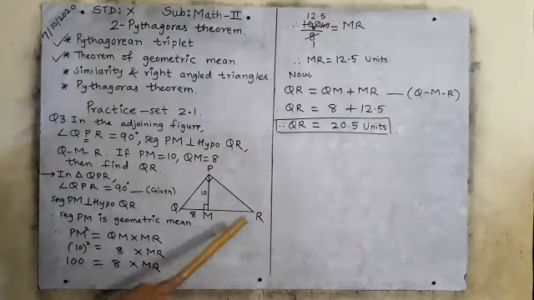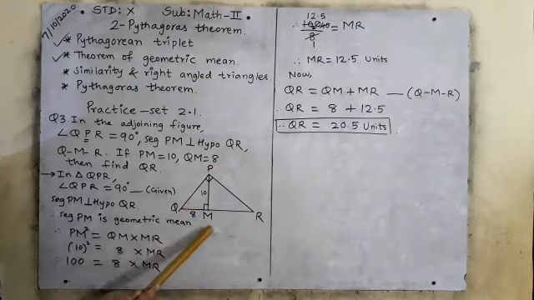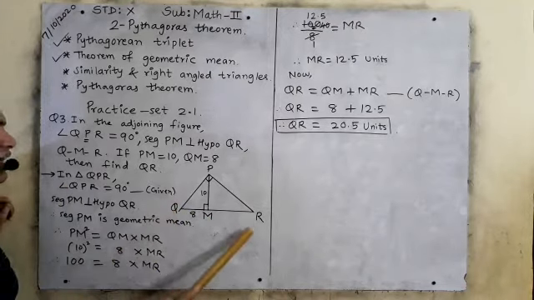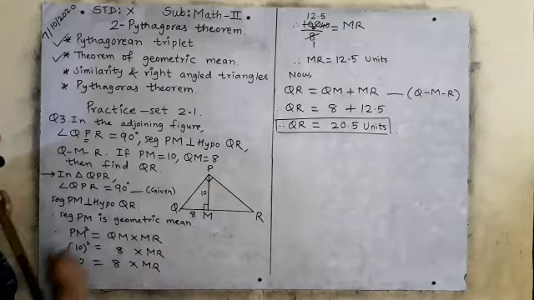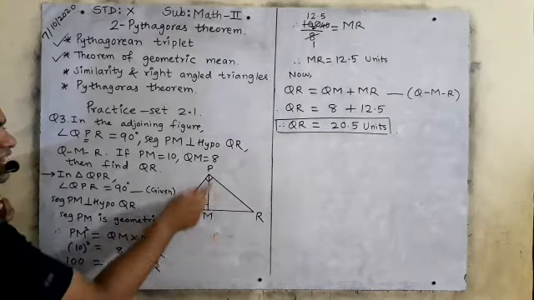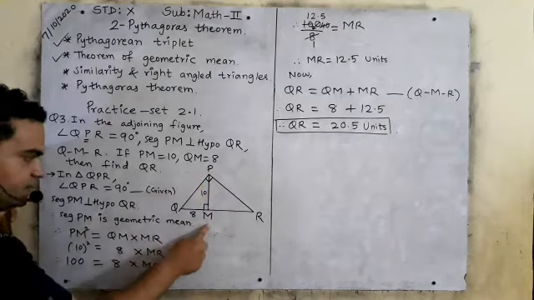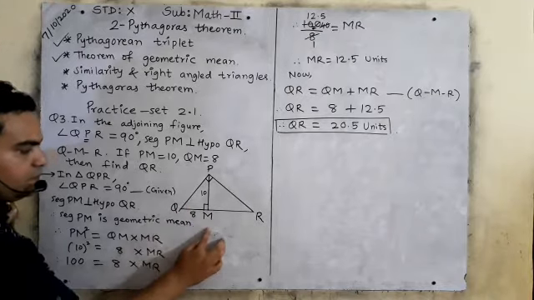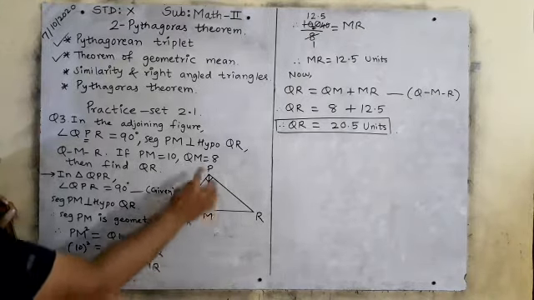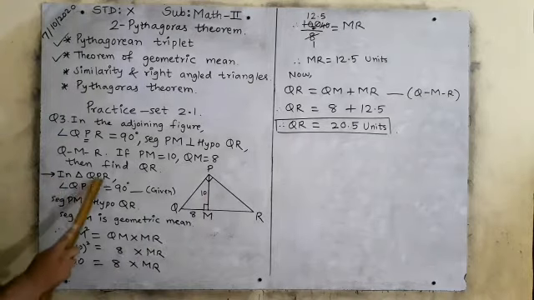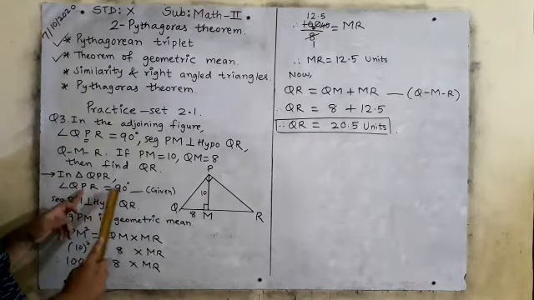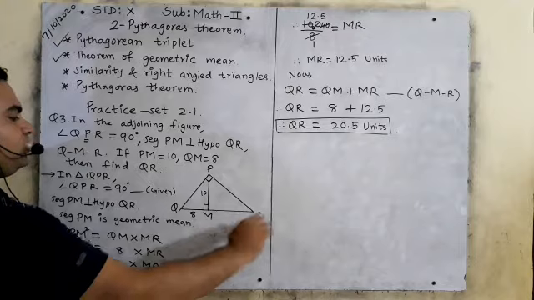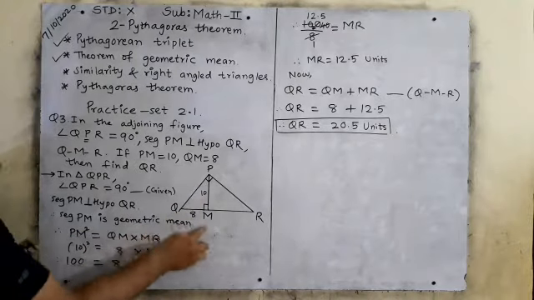So first we will find out MR. How? By the theorem of geometric mean. Why will we use the theorem of geometric mean here? Because this triangle is a right angle triangle with 90 degrees, and a perpendicular is drawn from the vertex opposite the hypotenuse, that is PM, perpendicular on hypotenuse QR. So PM is the geometric mean. Look here in triangle QPR, angle QPR, P is 90 degrees, given. Segment PM is perpendicular on hypotenuse QR. So PM is the geometric mean.